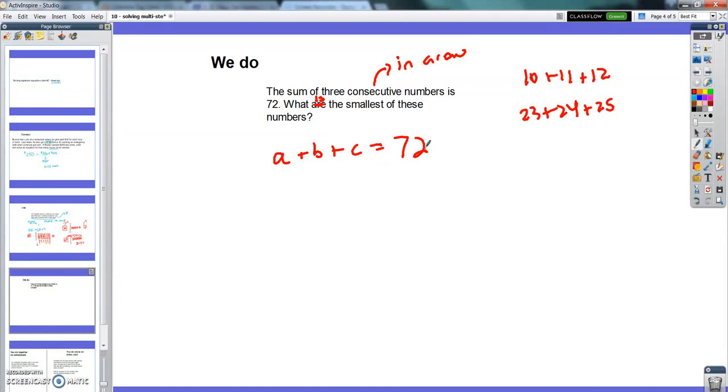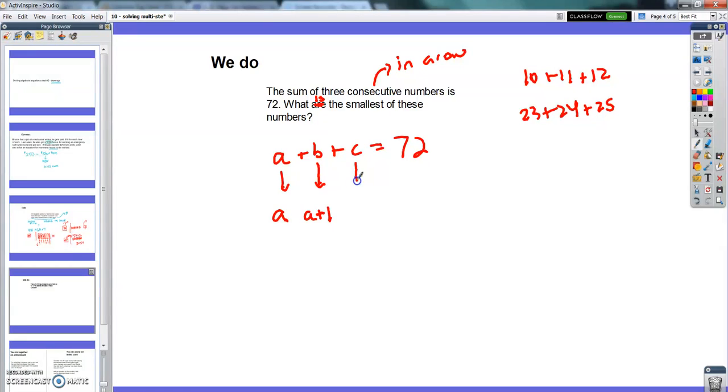But I don't. I actually can do this with just 1 variable. Since I know they're in a row, whatever this first number is, we'll call it a, b is 1 more than it because they're in a row. So instead of giving it a new name, I can just call it a plus 1. It's 1 more than the first number.